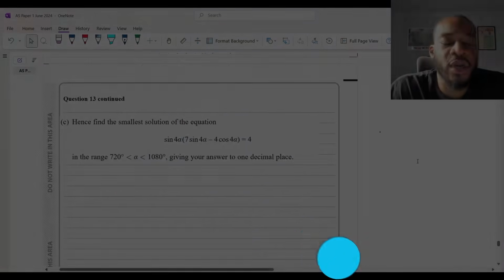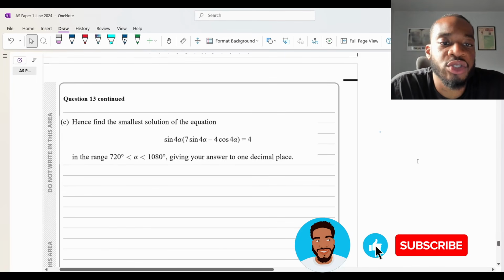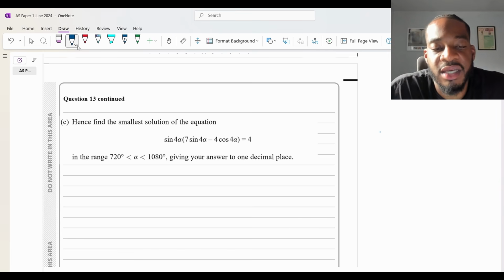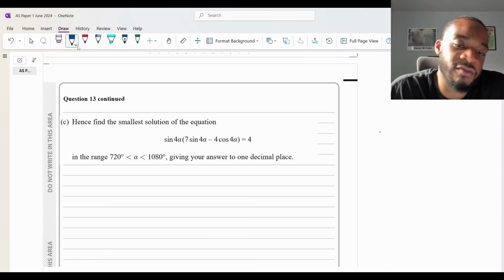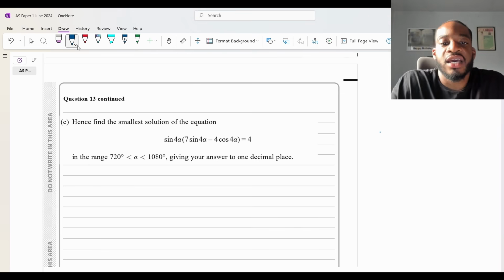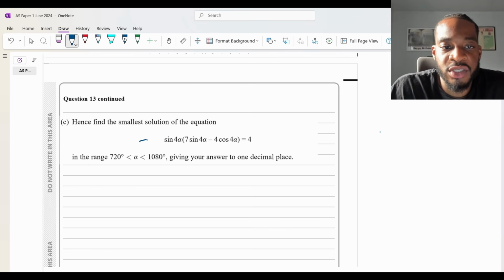Done. Okay, so part C says, hence find the smallest solution of the equation sine 4 alpha times 7 sine 4 alpha minus 4 cos 4 alpha is equal to 4 in the range 720 to 1080. Give your answer to one decimal place. Okay, so this one here, as you can notice very clearly, it's the exact same equation. The only difference is x has now been replaced with 4 alpha. So what I'm going to do is I'm going to say x is equal to 4 alpha.